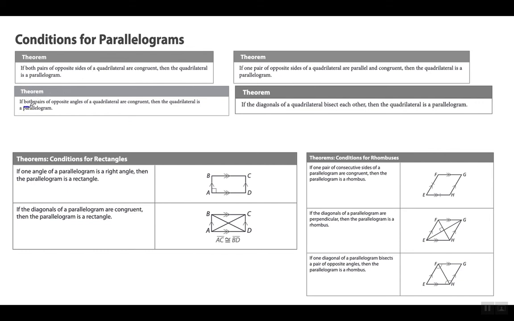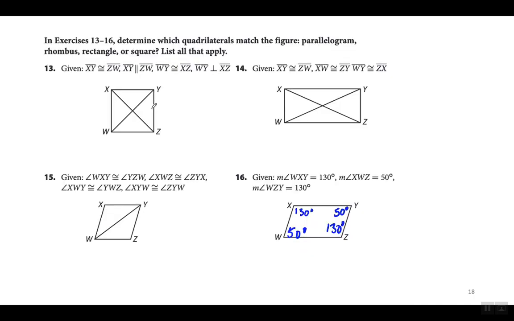So right here, back to this one. If both pairs of opposite angles of a quadrilateral are congruent, then it's a parallelogram. So yes, it's a parallelogram because both pairs of opposite angles are congruent.